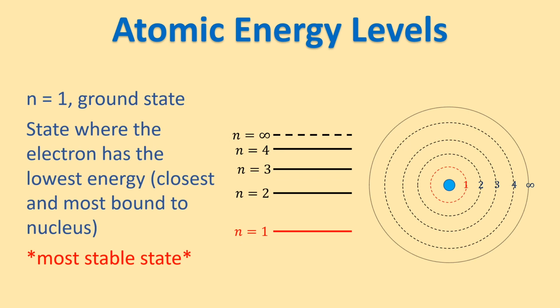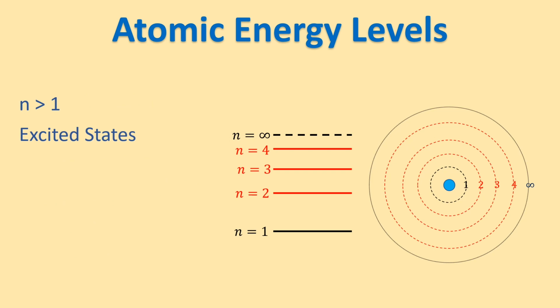The first quantum level, n equals 1, corresponds to the ground state. This is when the electron is closest to the nucleus and therefore is most electrostatically bound to the nucleus. This involves the least amount of energy in the system, and this is also the state at which the electron is most stable.